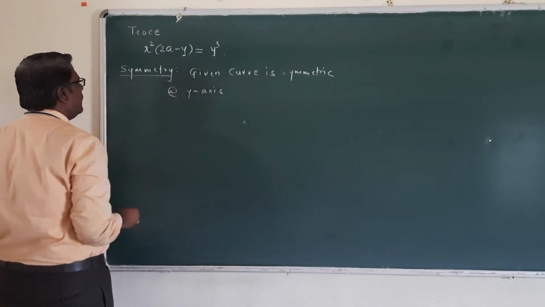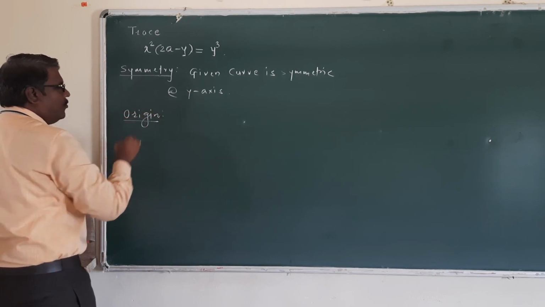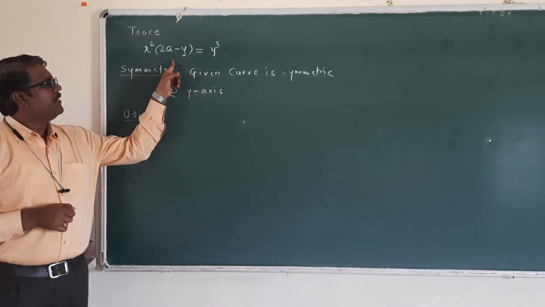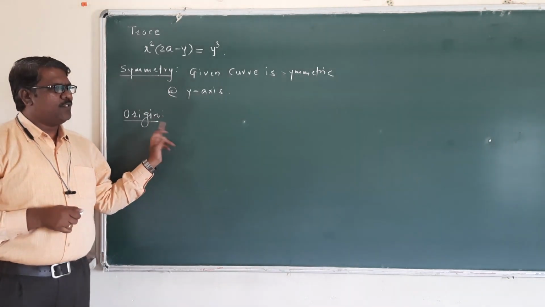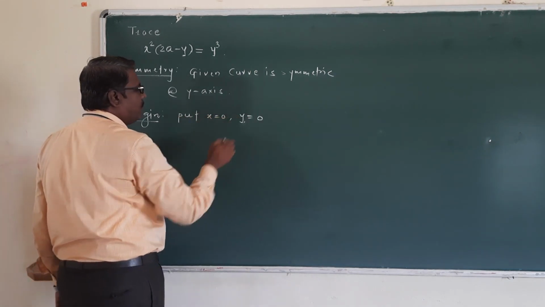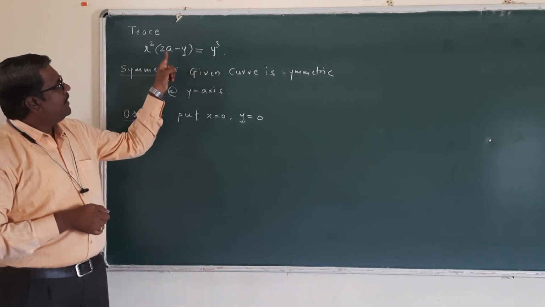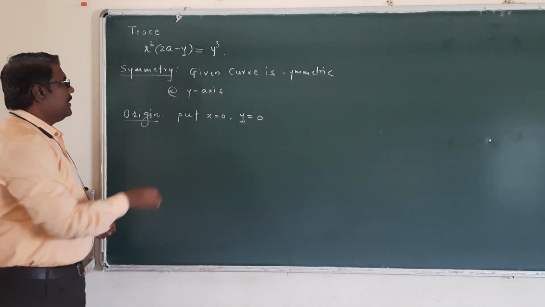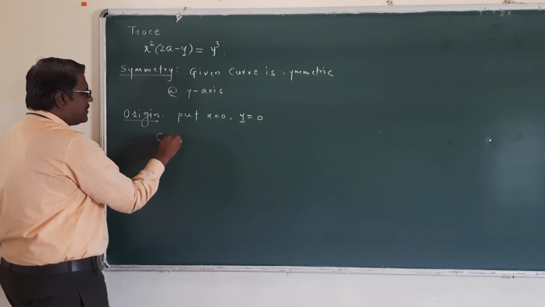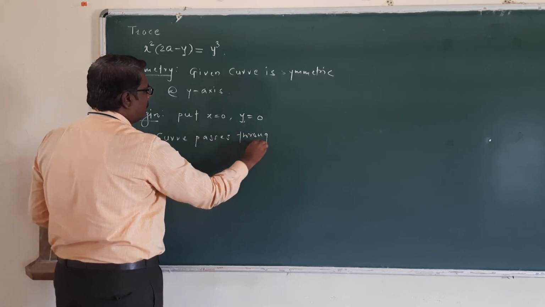Okay. Now the second point is origin. In the second point, we check whether origin is present on the given curve. How to assess? Put x is equal to 0, y is equal to 0 in the given equation. Then x is 0, y is 0, LHS is equal to RHS, and therefore the equation of the curve gets satisfied, and the curve passes through origin.